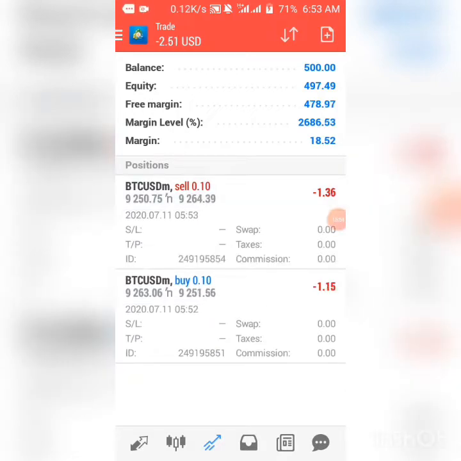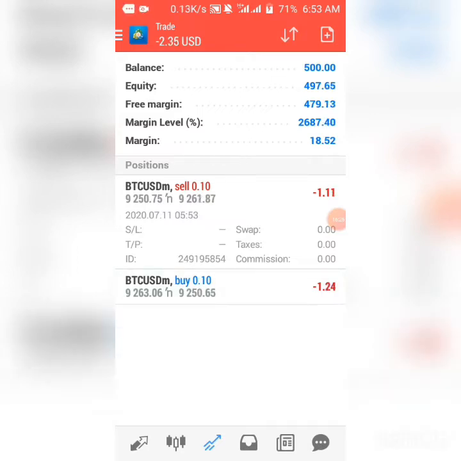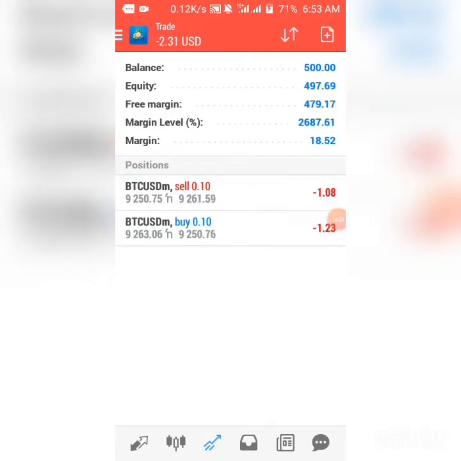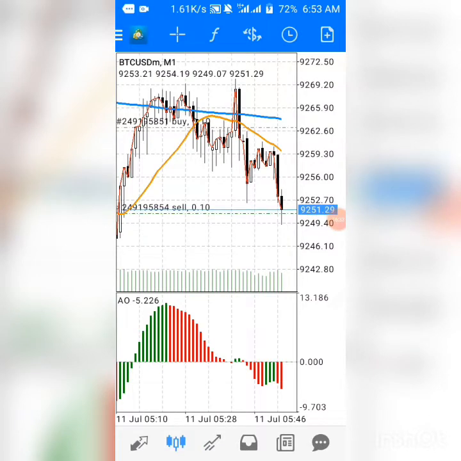You can see the BTC USD mini account sell at 0.10 lots. I sold at 9250.75. Also, the lower order, you have BTC USD mini account buy at 0.10 lot. I bought at 9263.06. So that's that for the new order button.